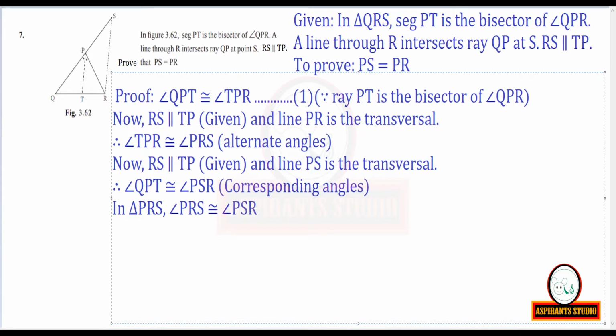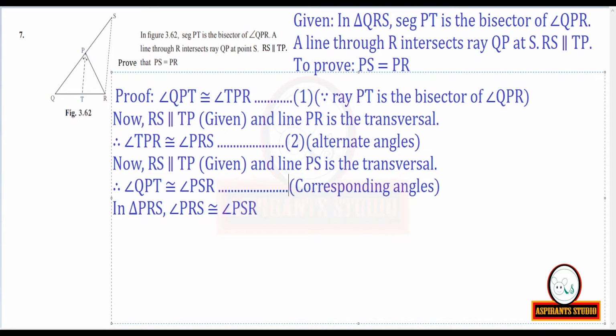Angle QPT is congruent to angle TPR. Equation 2 is the second one, that is angle TPR is congruent to angle PRS. And take this one as the third equation: angle QPT is congruent to angle PSR. Now we have to combine all these three equations.